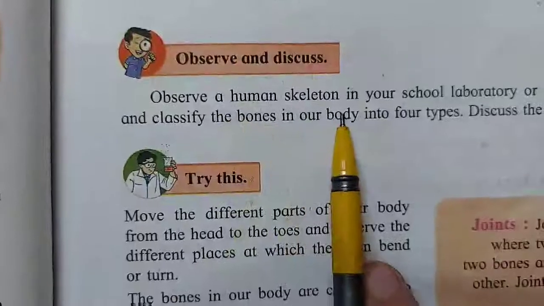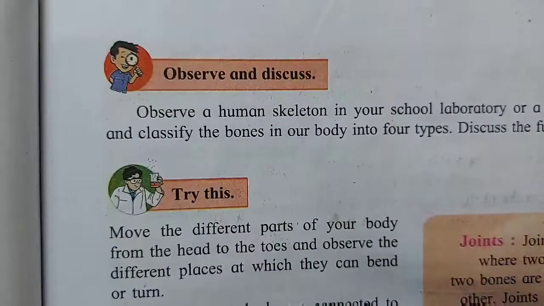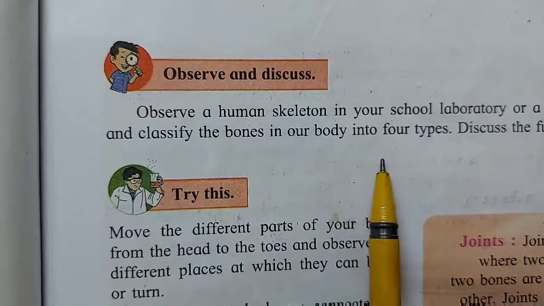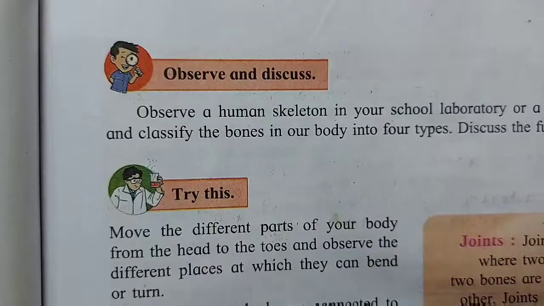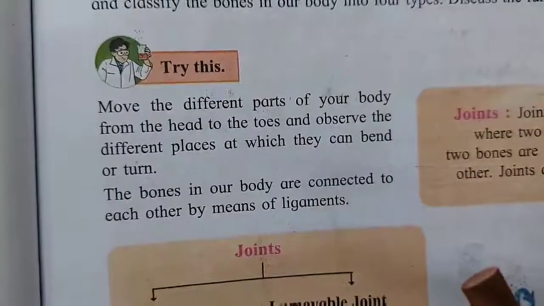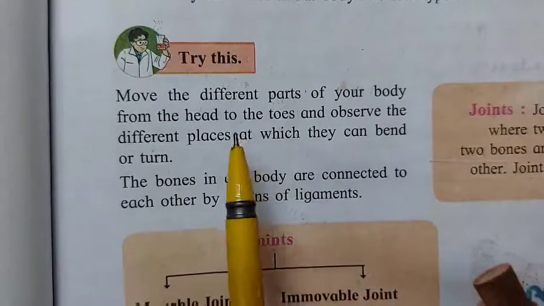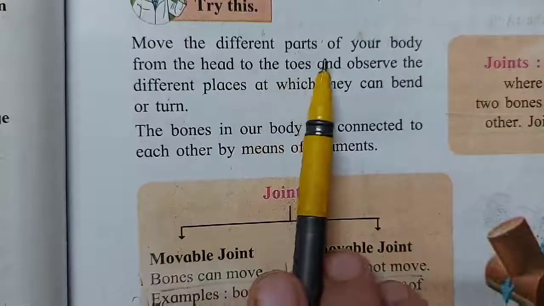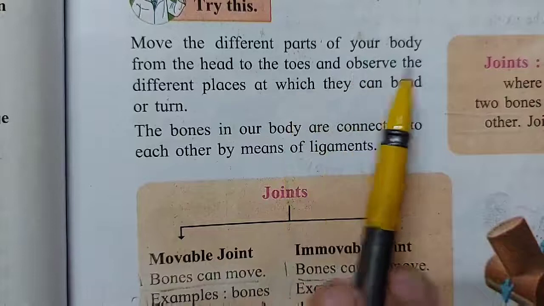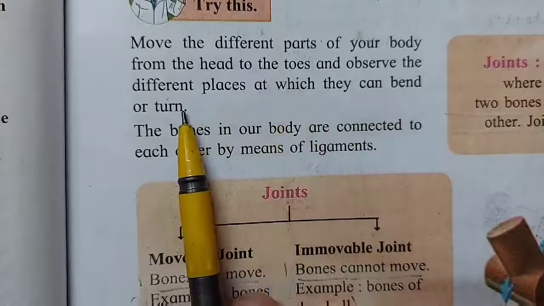observe a human skeleton in your school laboratory or a picture of a skeleton and classify the bones in our body into 4 types. Discuss the functions of the bones. You can do this by just looking at the skeletal system, a skeleton. Try this. Move the different parts of your body from the head to the toe and observe the different places at which they can bend or turn.